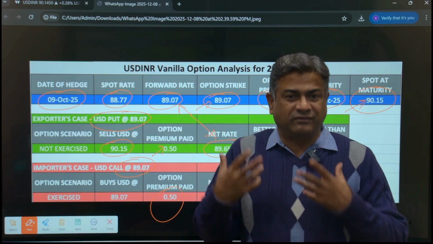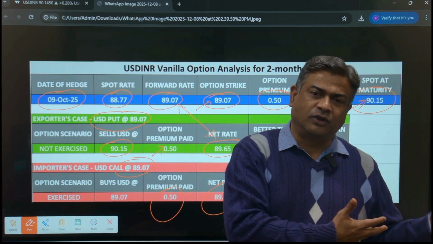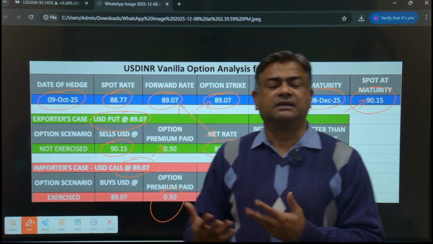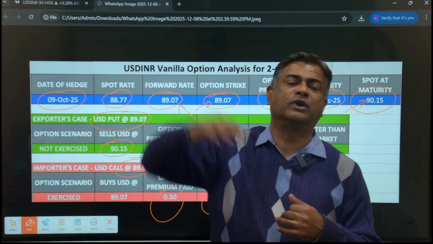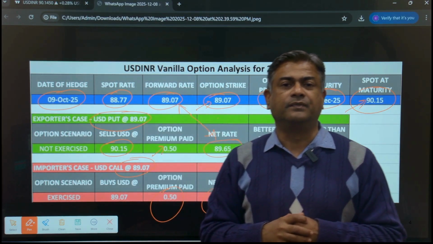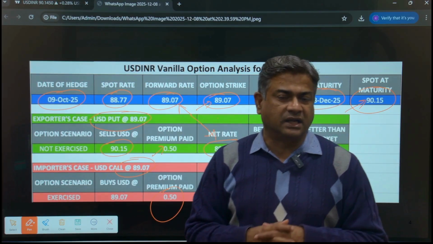I wanted to emphasize doing vanilla options. I've been talking about that for about the last 4-5 months. Just imagine if you would have done vanilla options in this kind of a time when the rupee is consistently weakening, both the exporter as well as the importer community would have gained.